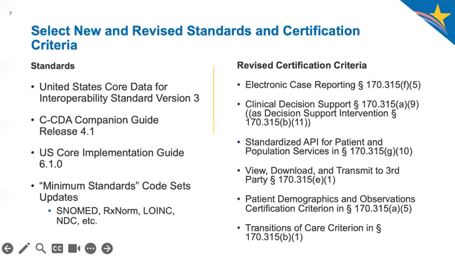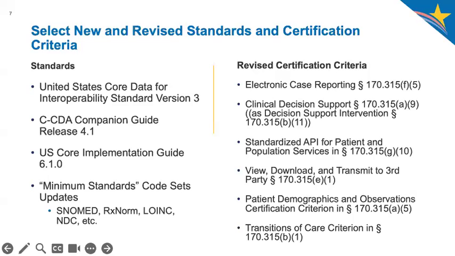So I'm not going to go into detail, but these are the revised standards and certification criteria that are included in the final rule. I'll mention a few. The United States Core Data for Interoperability: we updated it, and version 3 of USCDI will be the new baseline. And then also we've updated the electronic case reporting. It requires health IT modules to support the electronic case reporting criterion using consensus-based standards.